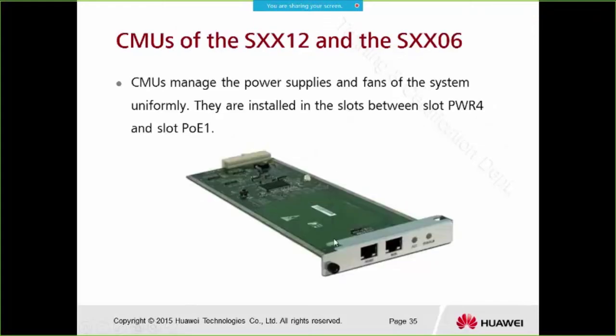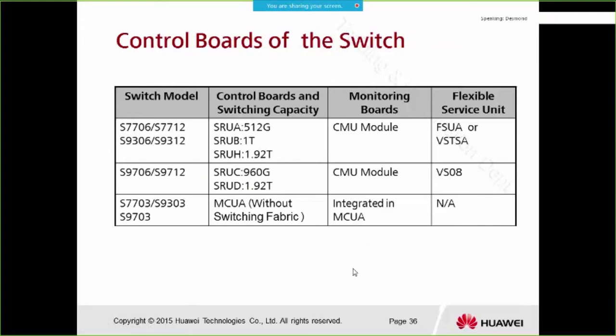This is a monitor card of the chassis switch. And for different SRUs, we can see their switching capacities are different. And for the MCUA, for now, there is only one type.